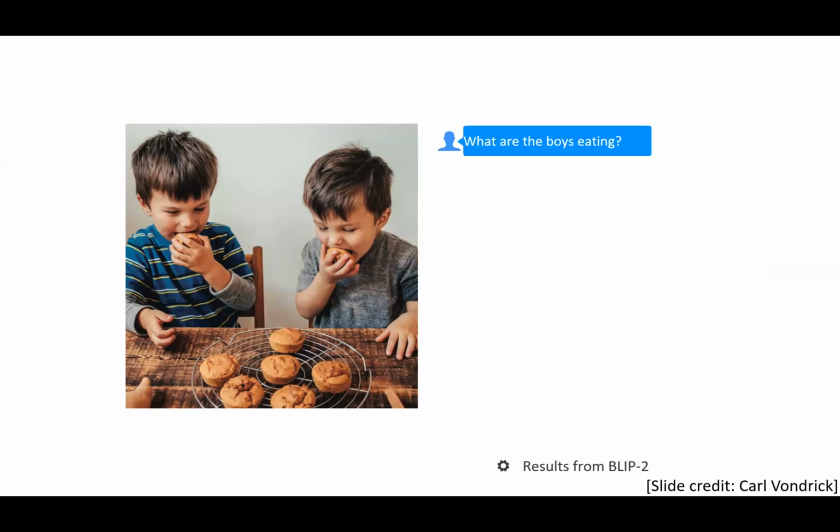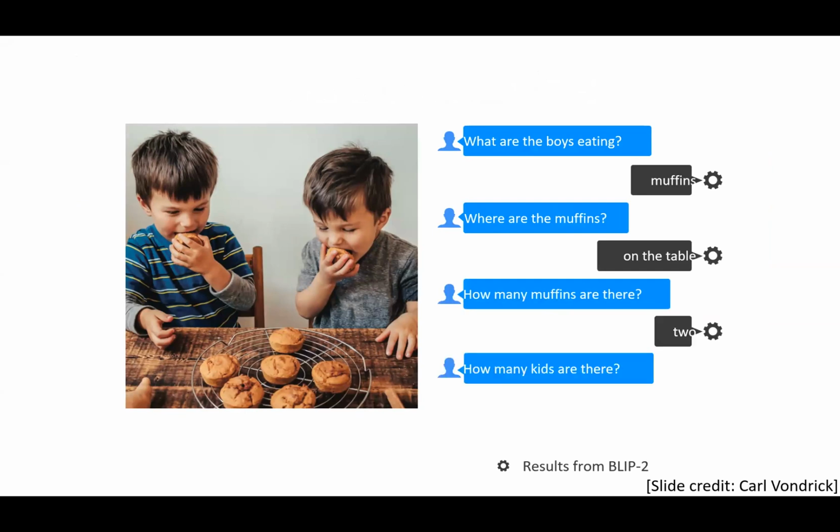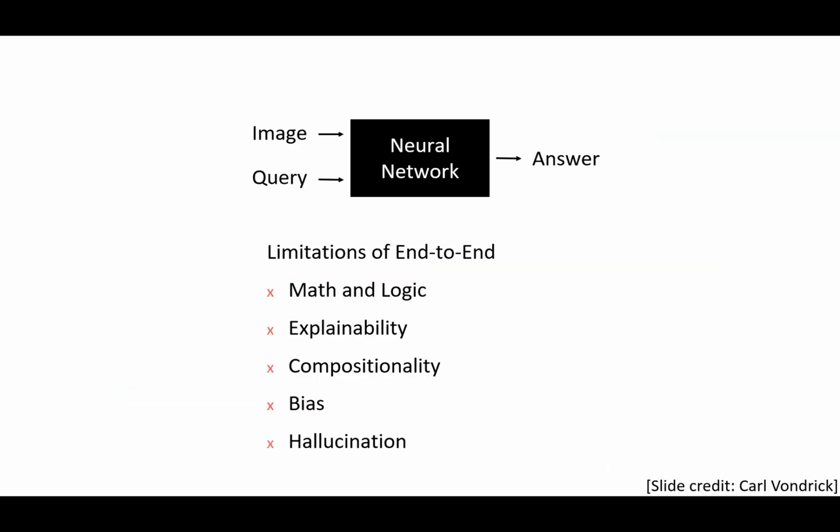What are these boys eating? If you just run it through BLIP-2, you get muffin. Okay, that's great. Where are the muffins? On the table. How many muffins are there? 2. Okay, unfortunately, you know. So there's a limitation of the brute force approach, where you just smash an image and a query into a neural network. And we've all been focusing on these things in many different ways.